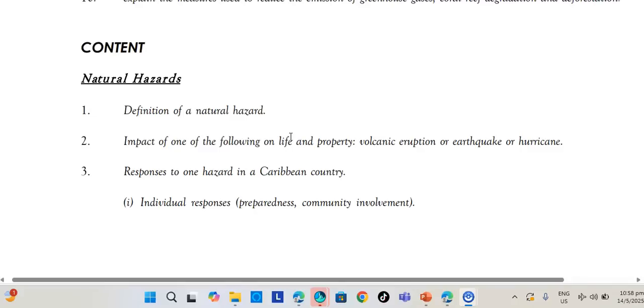Volunteers help with cleanup and distribution of relief. Community meetings share safety tips and updates. Natural disaster organizations: we have the ODPEM in Jamaica, the Office of Disaster Preparedness and Emergency Management. They coordinate emergency plans and responses, issue warnings and safety alerts, provide education and training to schools and communities, and work with other government agencies to save lives.